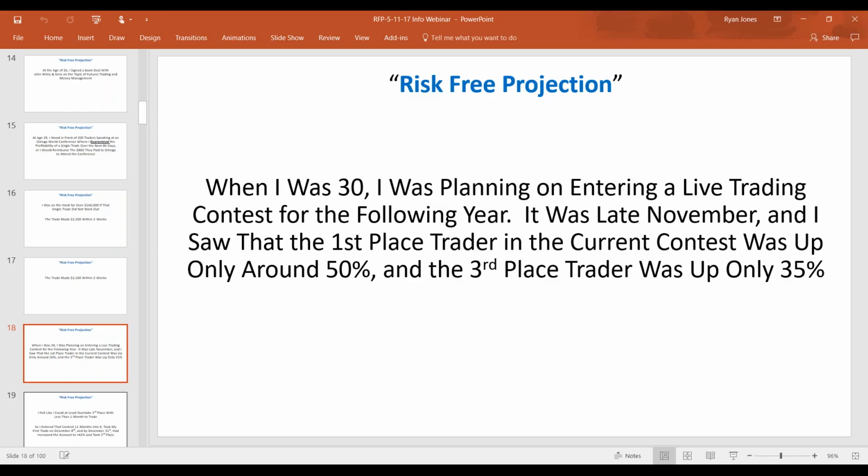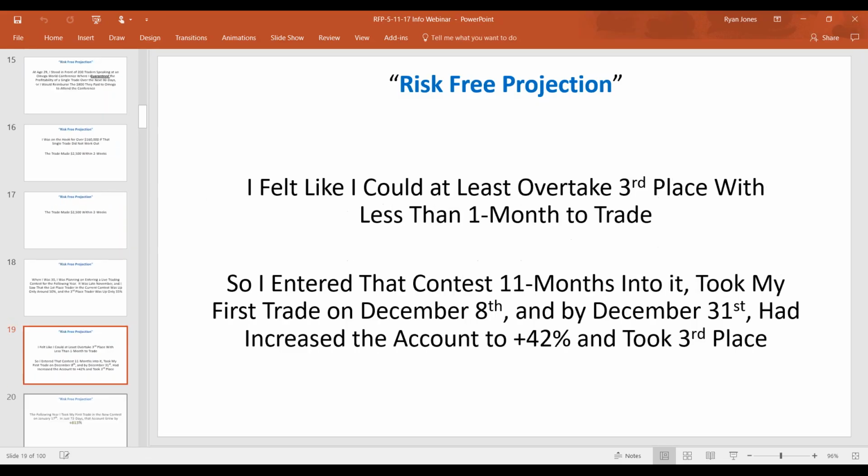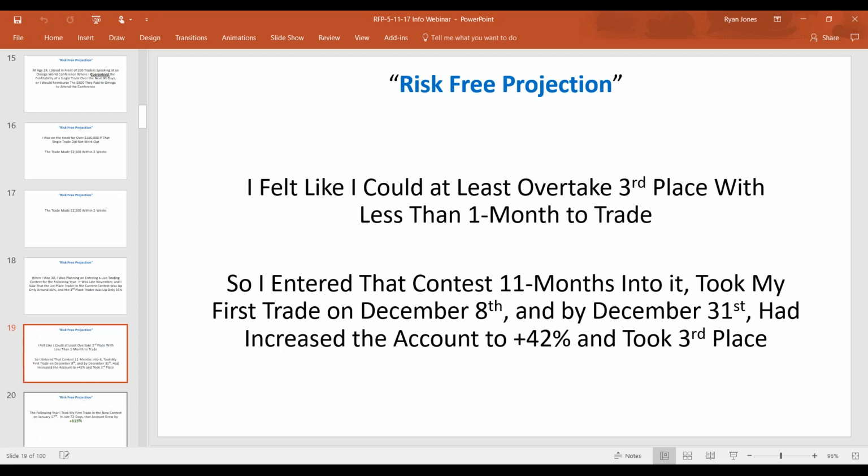And so I go in there and I start looking, and I saw that the first place trader for the current contest, so we're 11 months into the contest, was up only 50% and the third place trader was up only 35%. And I felt like if I entered that contest right then, with only a month to go, I could at least overtake third place. And so I did.